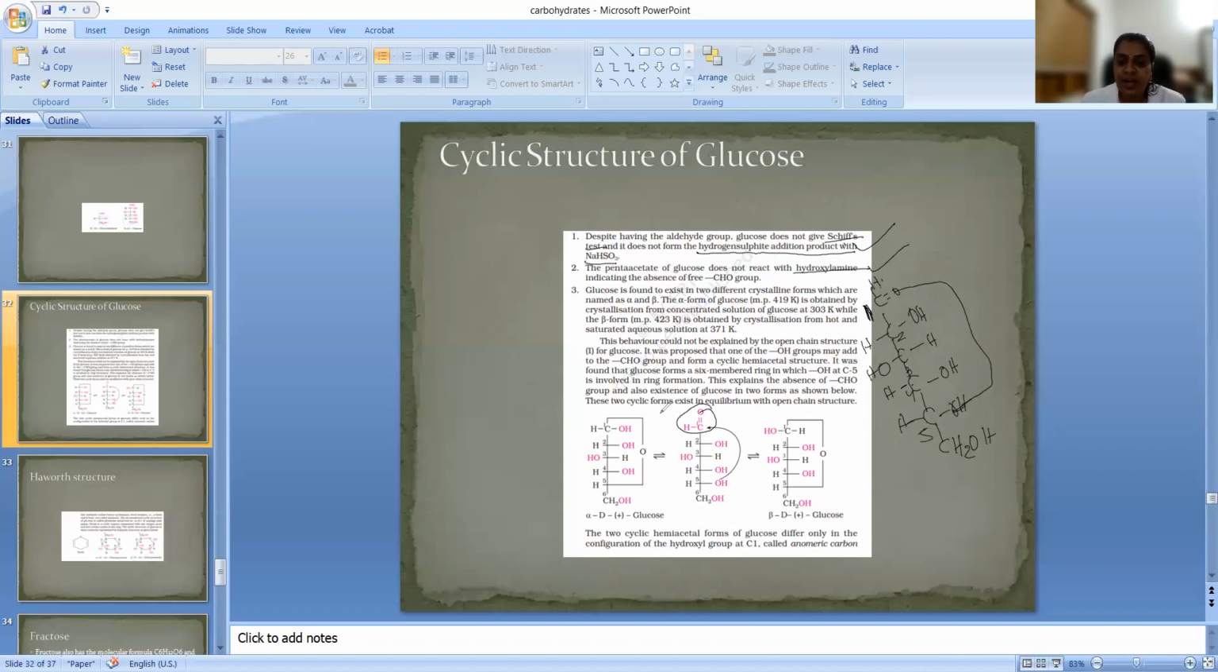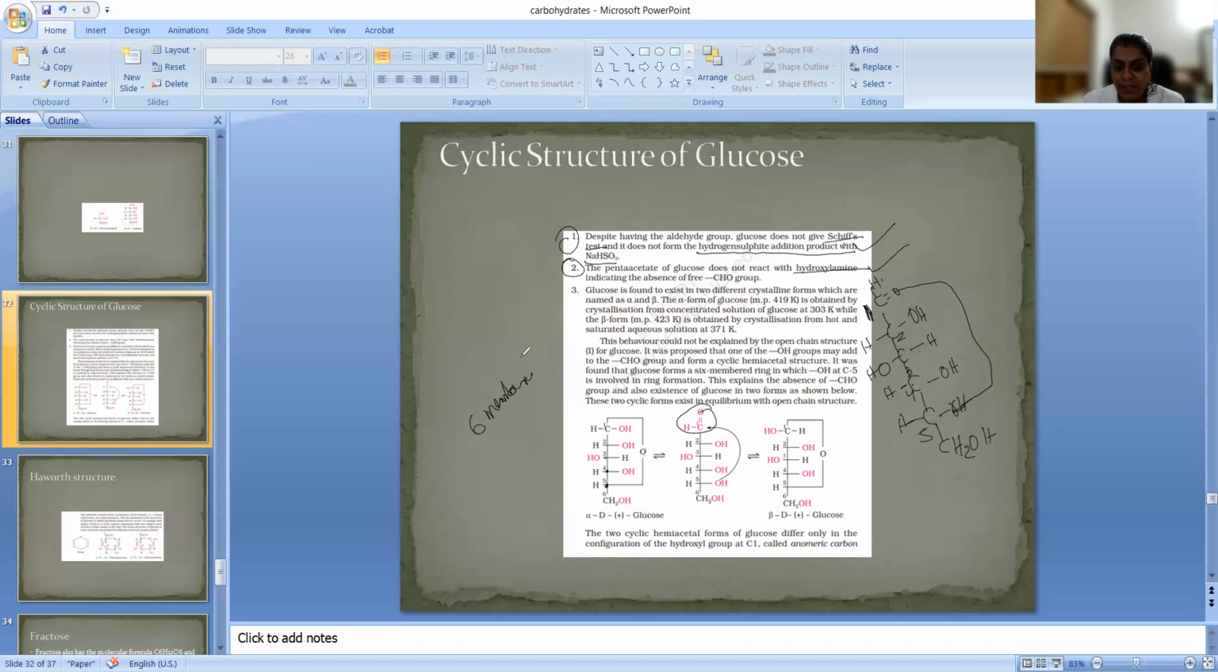So this is what happens in the case of glucose. Sometimes our free aldehyde group is not available. That is why it is not giving Schiff's reagent test, the addition test and the hydroxylamine test, because the aldehyde group present here is fusing with the OH group present at the fifth position, and there is a ring formation. So how many carbon atoms are in the ring? 1, 2, 3, 4, 5 carbon atoms and 1 oxygen. That is, it forms a 6-membered ring.